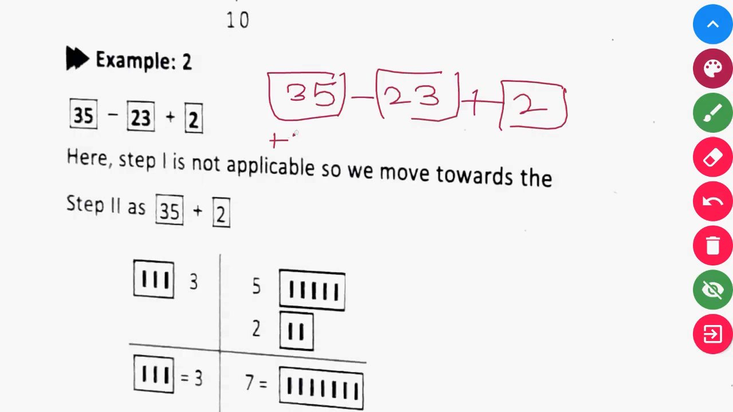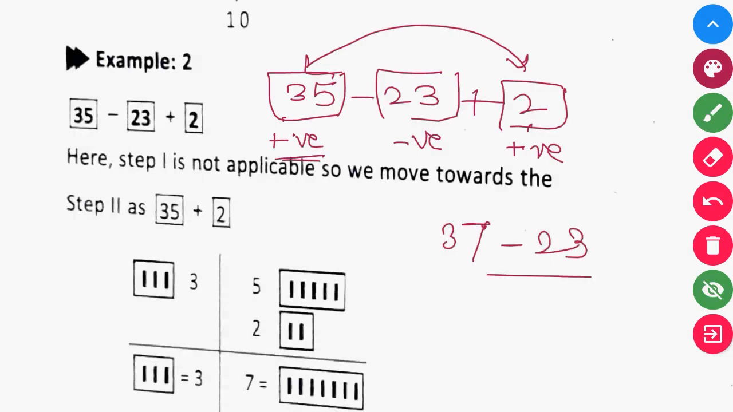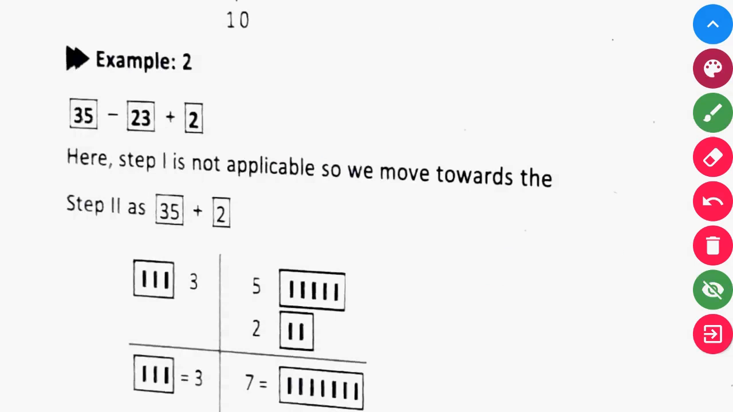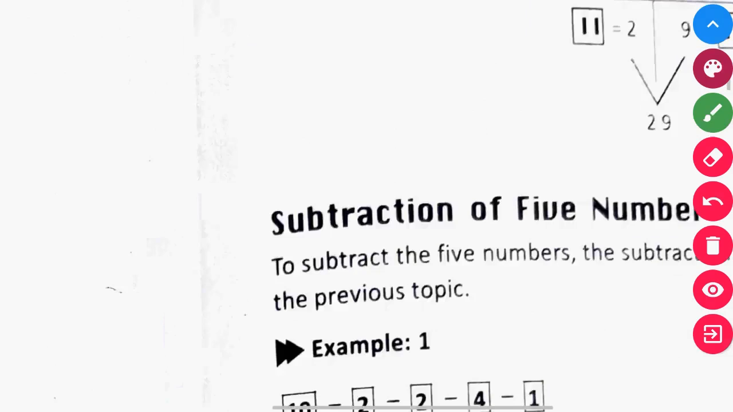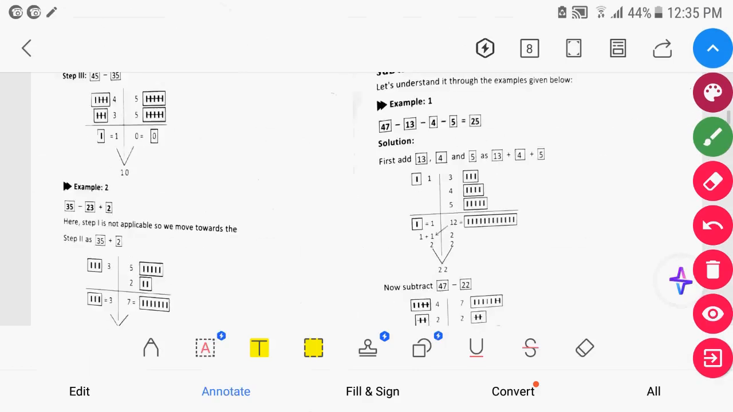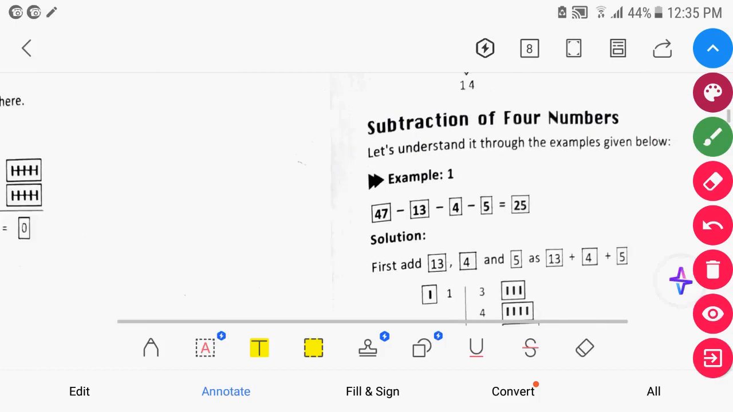So here 35 has a plus sign or positive sign, 23 has a negative sign and 2 has a positive sign. So which two numbers we will add? These two numbers we will add. So 35 plus 2 become 37 and then we subtract 23 from the 37. So simply for two numbers we will add the numbers which have same sign and then we'll do the subtraction from the bigger number. Now the next also the same.